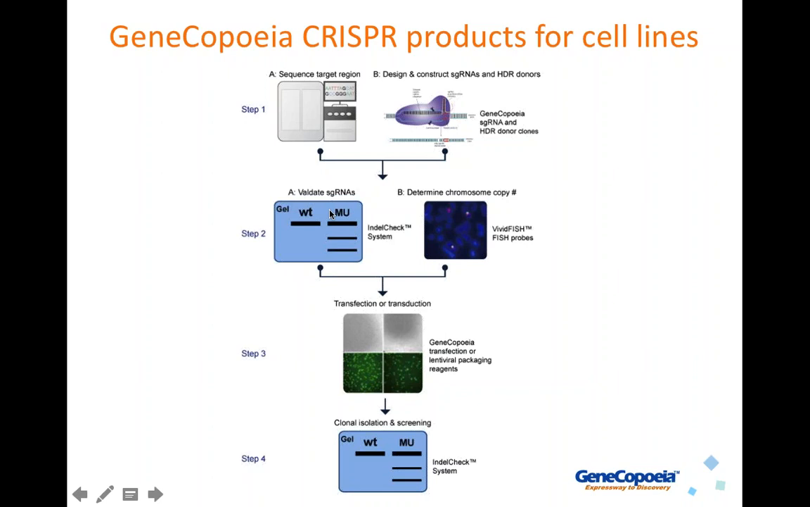Step 2, we talk about preliminary work for validating single guide RNAs. We use our indel check system. I'll talk about that. And also for determination of chromosome copy number, you'll hear about the VividFish, our line of VividFish fish probes. Then the next stage of the process is transfection or transduction. Well, we have reagents and products for that, such as our transfection or lentiviral packaging systems. And finally, I'll talk about clonal isolation and screening. And again, that'll be using a product line known as the indel check system.